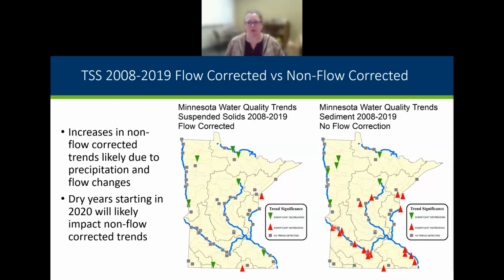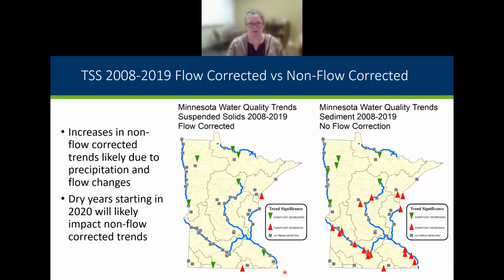When you don't correct for flow, you are basically introducing all that extra water. This helps us understand what might be happening to the concentrations in our river because of increased precipitation and increased flow. You can see that we have a lot more places where we have increasing trends. So the water quality is getting worse. There's more sediment in our streams. And there are a few places, similar to the non-flow-corrected, where we don't have any trends, or we have improving trends.